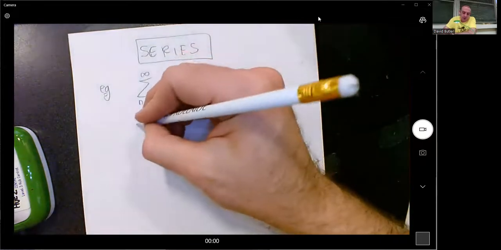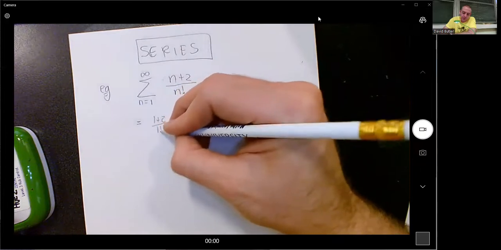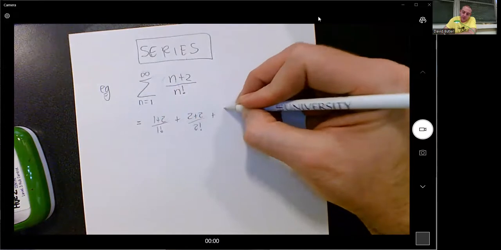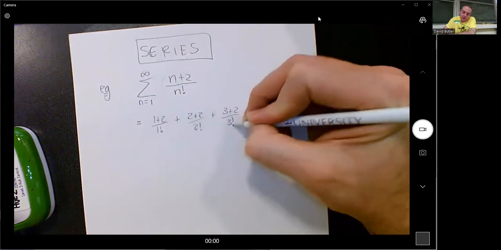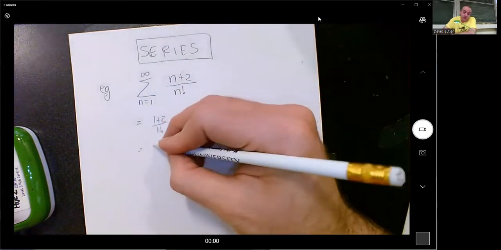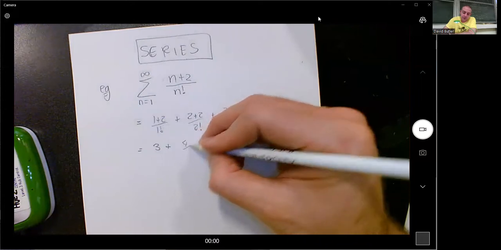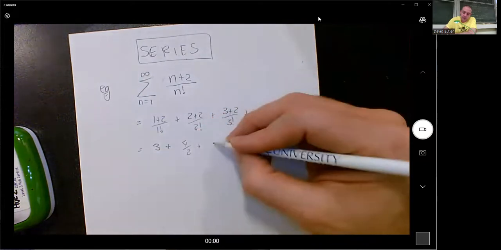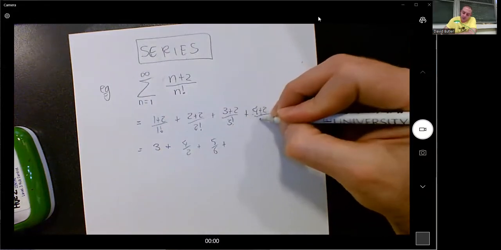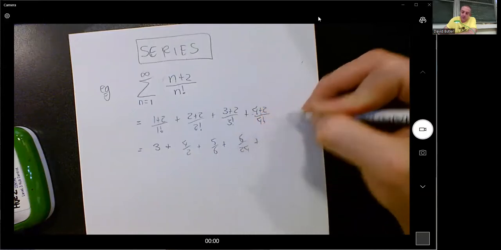And so, as a short version, when n is 1, I get 1 plus 2 over 1 factorial. When n is 2, I get 2 plus 2 over 2 factorial. When n is 3, I get 3 plus 2 over 3 factorial, and so on, forever. And so this would be 3 plus 4 on 2 plus 5 on 6 plus, what's the next one? 4 plus 2 over 4 factorial, 6 on 24 plus, and so on.